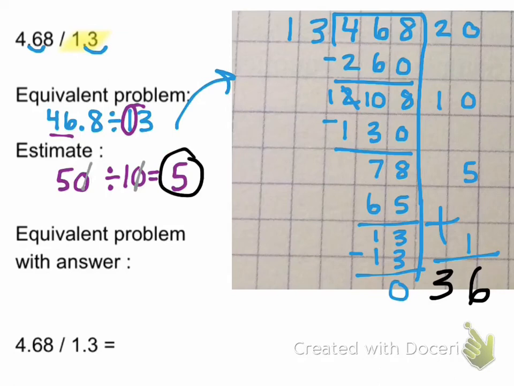Now I'll use my estimate to help me place the decimal in 36. Estimate is 5, so the closest I can get is by putting the decimal right behind the 3 for 3 6/10.